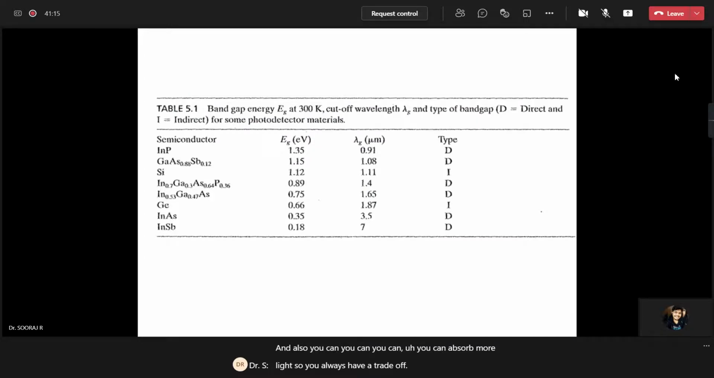So again, for making photodetectors, there are different materials by which you can make photodetectors. So you will see that generally people prefer to use.